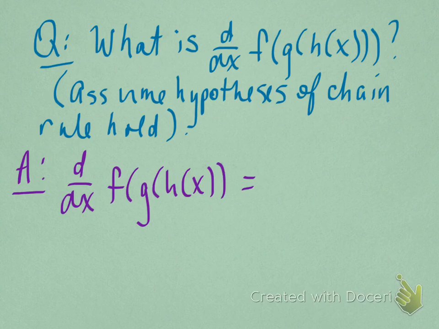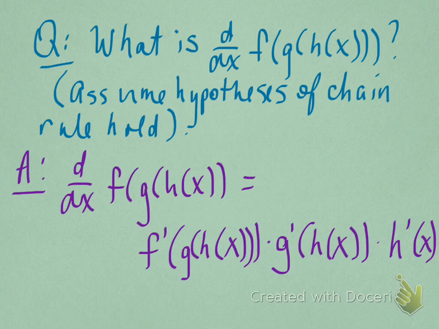Well, we're going to start from the outside and do the chain rule and just sort of think of it as an onion, peeling away layers until we reach the inside. So it's f prime evaluated at g of h of x times g prime evaluated at h of x times h prime of x. And we'll get some practice with increasingly complicated compositions of functions.